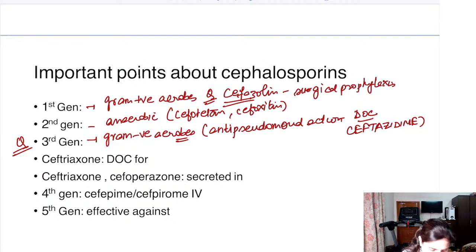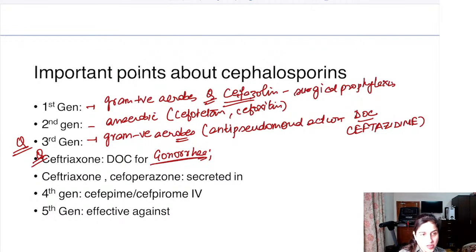Okay? Then this is a very important drug, ceftriaxone. Another very important drug, and it's the drug of choice for gonorrhea. The question was asked in the last exam, the drug of choice for gonorrhea. So there is only single therapy. There are no multiple drug therapies for gonorrhea. Only single drug therapy according to the latest guidelines.